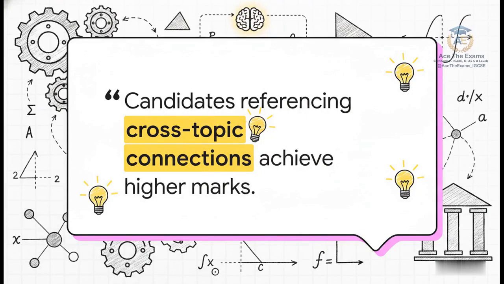And this brings us to a massively important insight straight from the principal examiner reports. They stated, quote, "candidates referencing cross-topic connections achieve significantly higher marks." Top-scoring students, they don't view binomial expansions in a vacuum. It's like a giant puzzle. They understand how it links to algebraic fractions, or how they might literally need to use partial fractions before even attempting an expansion. They understand the underlying mechanics, which allows them to adapt when multiple concepts are layered into a single question.